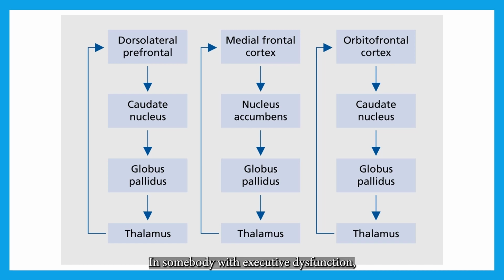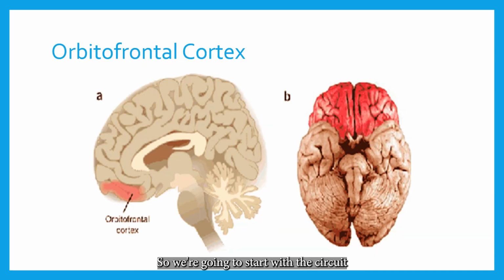In somebody with executive dysfunction, we commonly think of this as being related to frontal lobe damage, and that is often true, but it can occur if there's damage at any point along these circuits. So we're going to start with the circuit that includes the orbital frontal cortex. This is part of the prefrontal cortex, and it gets its name from its position immediately above the orbits, where the eyes are located.